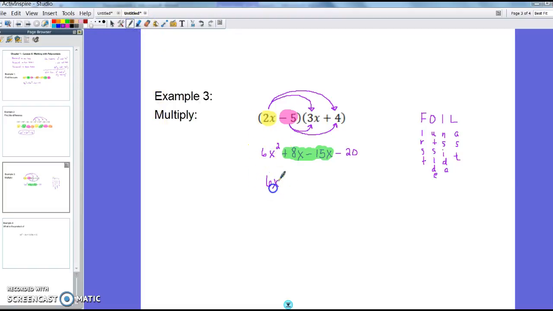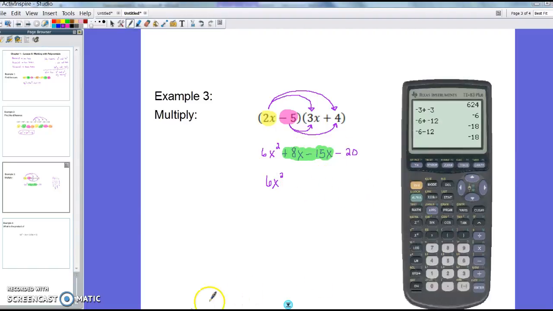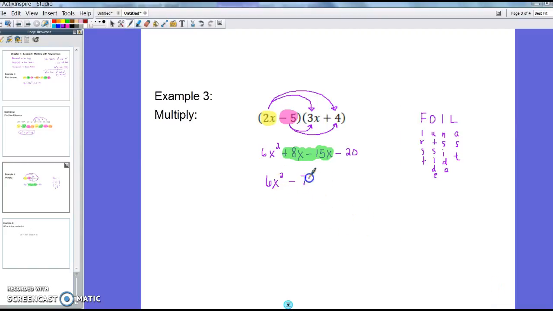So I have 6x squared. 8 minus 15, if you want, you can check that in your calculator. 8 minus 15 is going to leave you with negative 7. So negative 7x minus 20, and that's your final answer. Okay, FOIL. First means the first two terms in the binomials. Outside means the outside terms. Inside means the inside two terms. Last means the last two terms in each binomial.